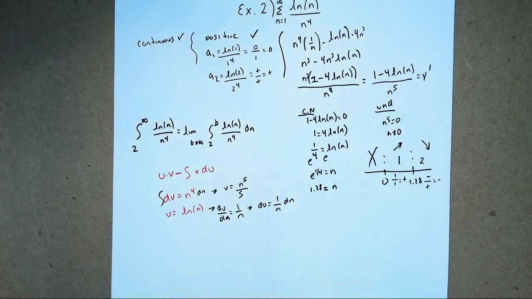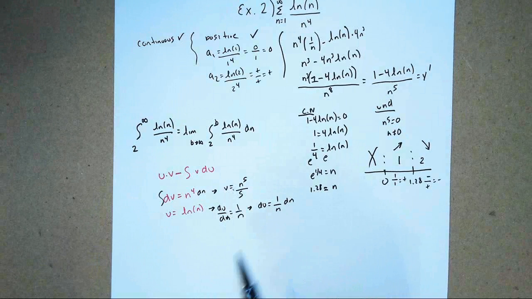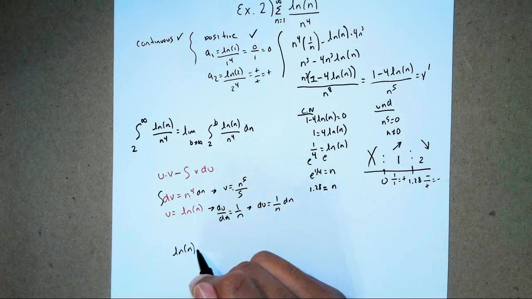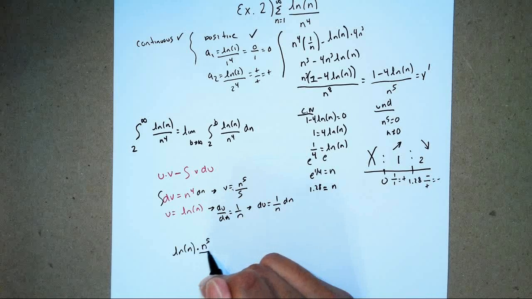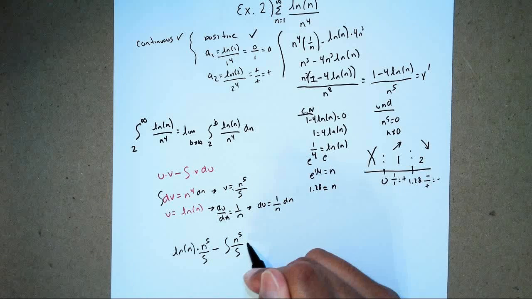And I have my solutions as of right now. So now I'm just going to go ahead and plug things in. I have my u, I have my v, and now I have my du. So substituting everything in, I'm going to have ln of n times n to the 5th over 5 minus the integral of v, which is the same exact thing I just wrote down, times du.